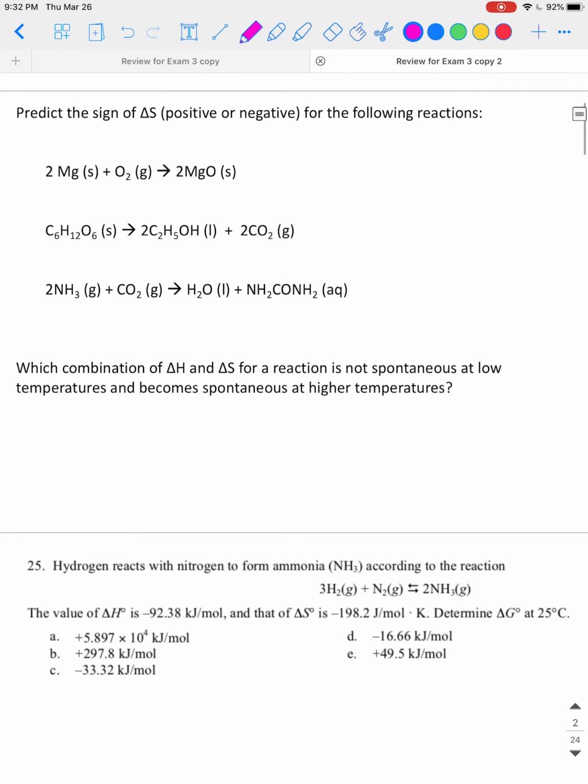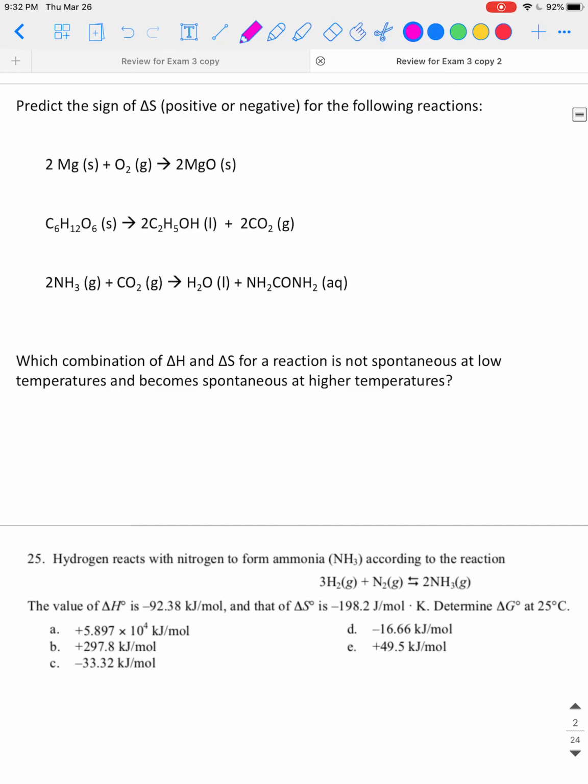So that is the first problem. Let's move on to the second problem. It says predict the sign of delta S, positive or negative, for the following reactions. Okay, remember delta S is a measure of disorder. So what we're doing is we're taking into account the states of matter, which you notice on all of these reactions, 1, 2, and 3, we have the state of matter listed for all reactants and products.